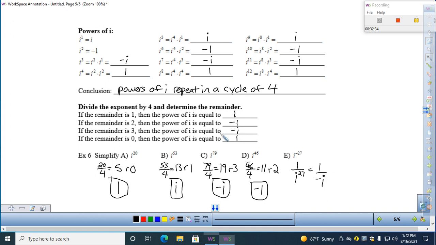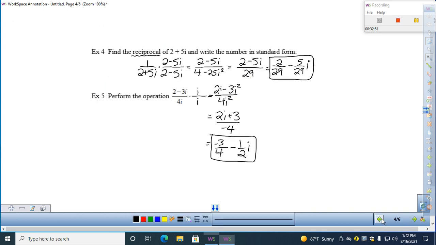All right, now that looks good. We'll stop for a moment. And I get 1 over negative i. But the problem is, am I ever allowed to have i in the denominator? No. So, no i in the denominator. Let me say it one more time. No i in the denominator. So how do I deal with i in the denominator?